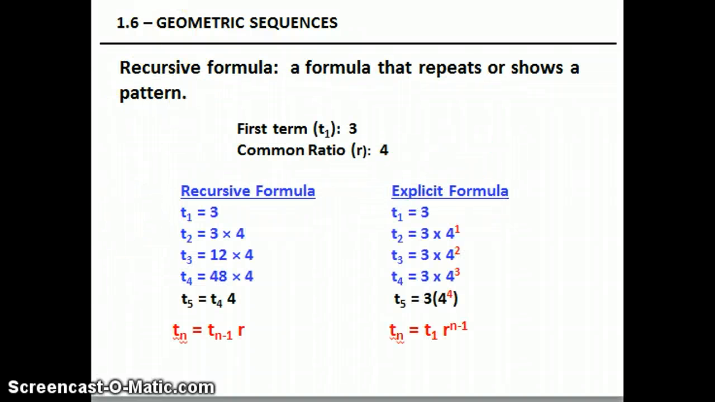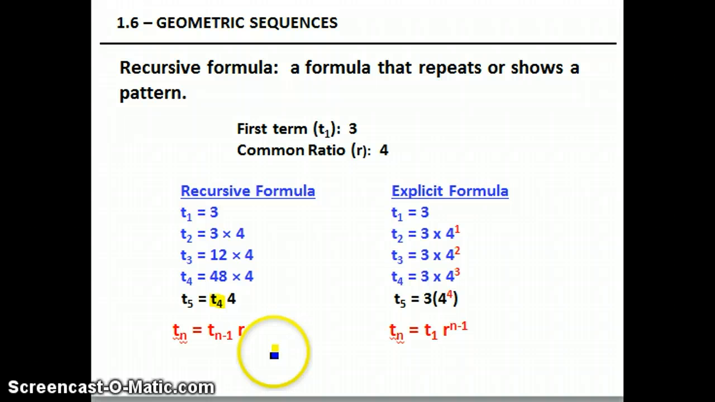Now let's look at some of these recursive sequences here, or geometric sequences. We know that recursive formulas repeat. Therefore, if we know our first term is 3 and our common ratio is 4, just like with an arithmetic sequence, we can see a recurring pattern. We have our first term is 3. We multiply by 4 to get the second term. It's 12. Then we multiply that term, 12, times 4 to get this term. Then we multiply that term times 4 to get the next term, and so on and so on. So it turns out that we take the value of the previous term, we multiply it by our common ratio, and that's how we get the next term.